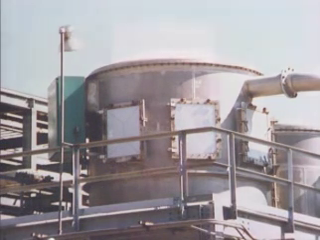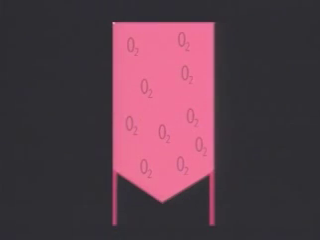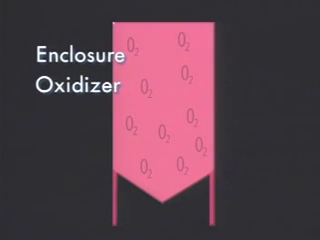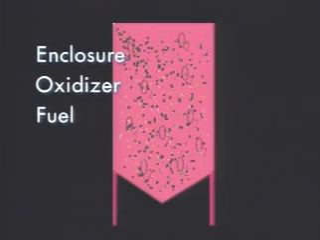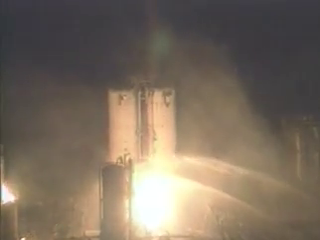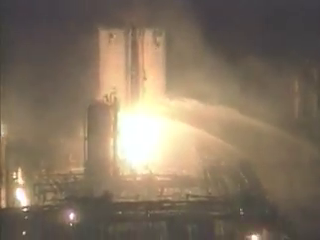The four components necessary to cause an industrial explosion are an enclosure, an oxidizer, like the oxygen in air, fuel, and an ignition source. These components are constantly present in many industrial processes, such as pharmaceuticals, agricultural materials, food products, chemicals, polymers, and metals.